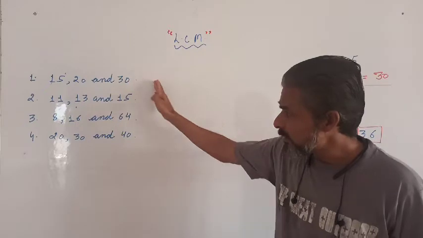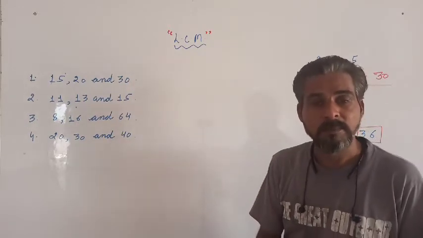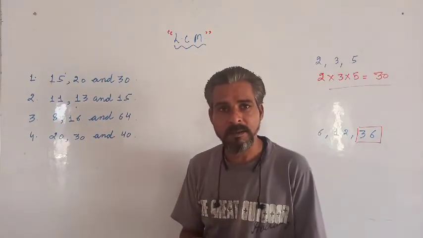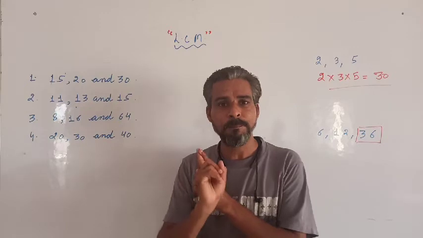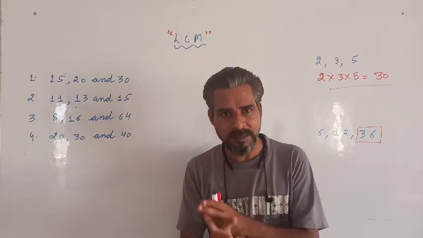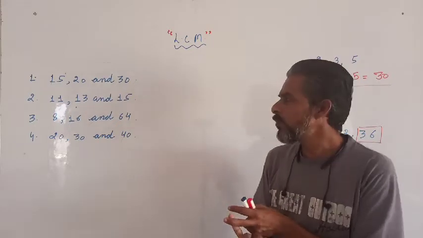These questions you have to solve by all the methods. By all the methods, how many methods we are having? Again, I am telling you 3 methods are there. First is the listing the multiples method. Second one is the prime factorization method. Third one is the division method. So you are supposed to use all the 3 methods.